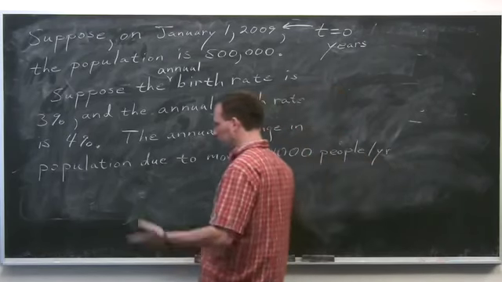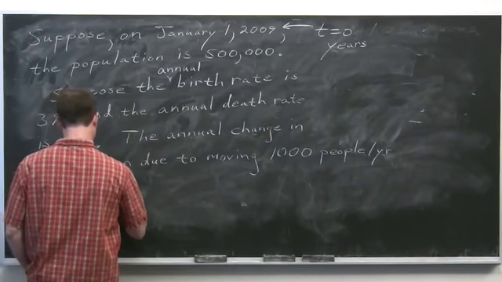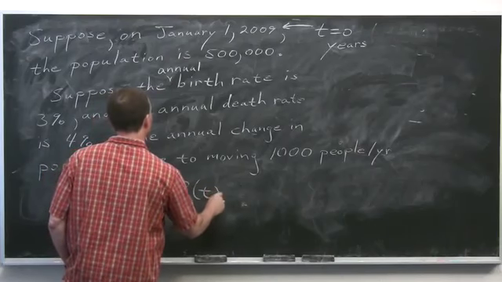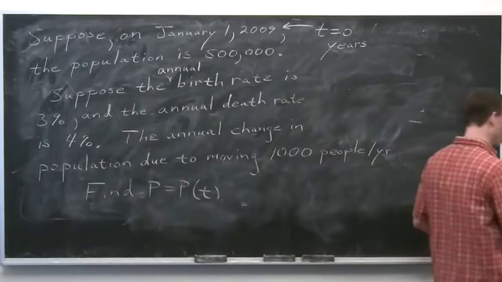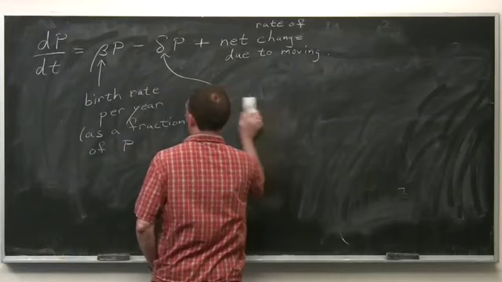Okay. What would we like to know? Find the population as a function of time. Well, we get a differential equation with an initial condition. So we get an initial value problem that we'd like to solve.